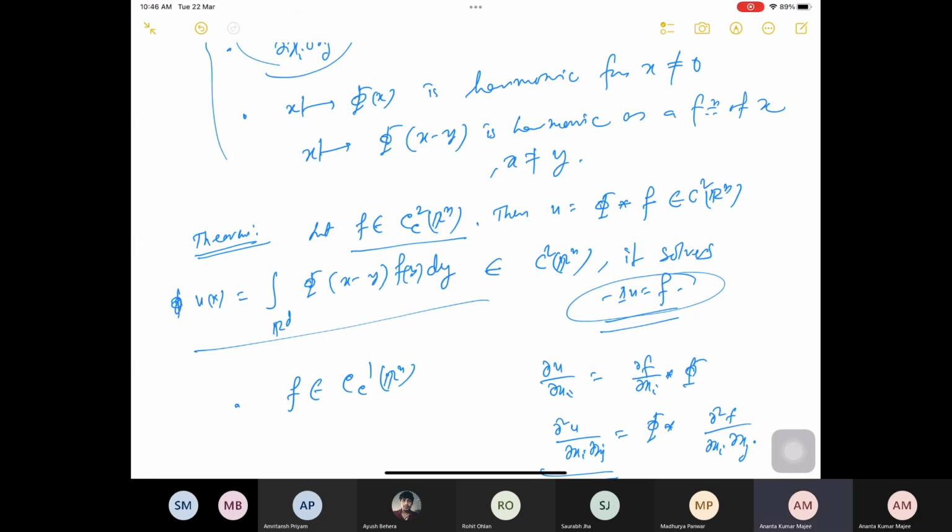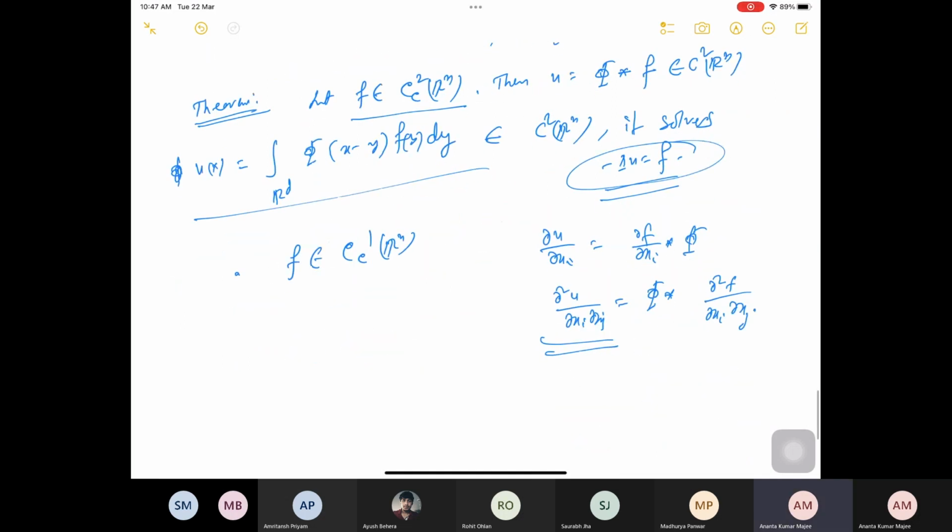As I said, this theorem holds for f in Cc of Rn. This is for the fundamental solution which is defined on whole Rn. I want to solve the problem minus Laplace u is equal to f in Rn. This is solvable because phi convolution f is a solution to that problem.